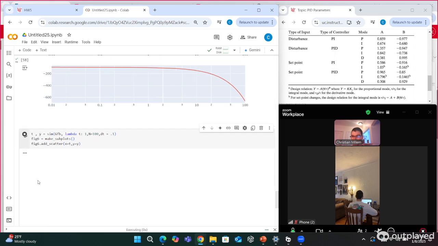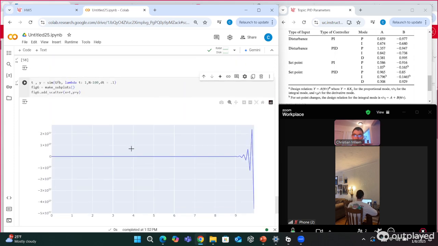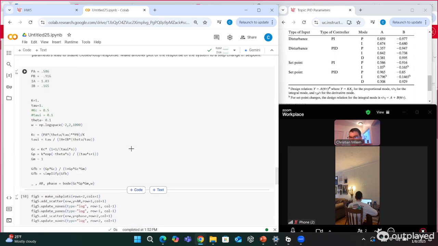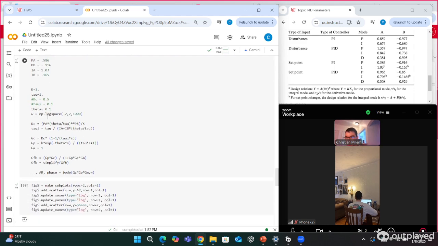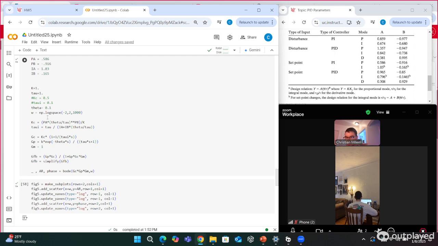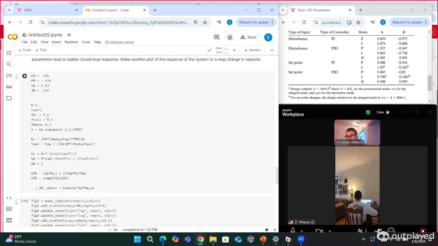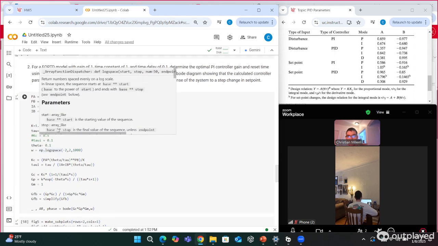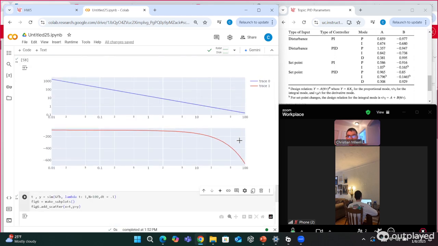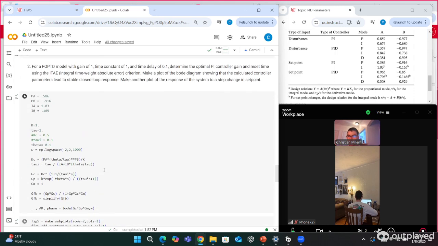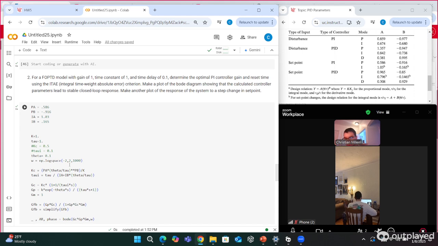All right, and then I think this should get us to our set. Oh, no, that does not get us to our set point faster. What do we mess up on? K tau theta. Oh, that has us go all over the place. All right, we'll be back.